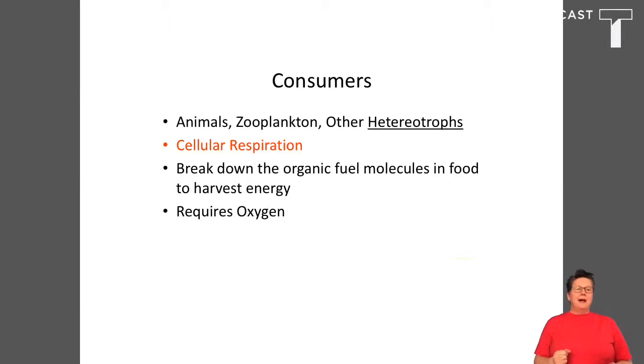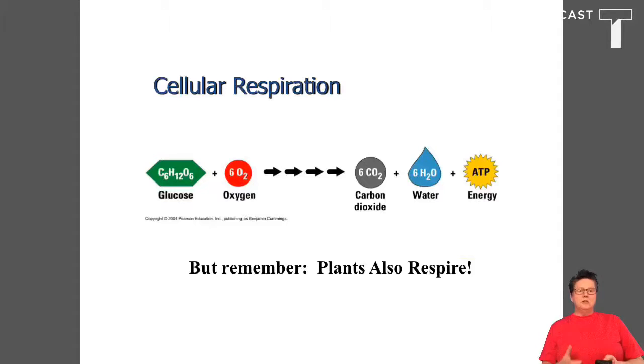And consumers rely on the cellular process of cellular respiration in order to acquire energy. Okay, and this helps them to break down large organic food molecules in food to harvest the energy. Well, what does this sound like? It sort of sounds like the opposite of photosynthesis, which essentially that's what it is, again, in summary. And this process requires oxygen. So if we look at the equation for cellular respiration, again, it looks like the opposite of photosynthesis.